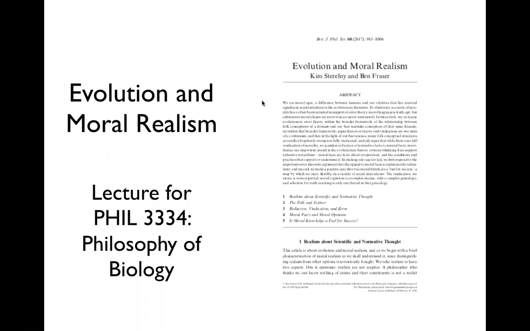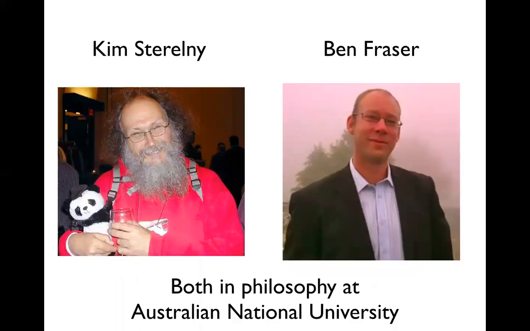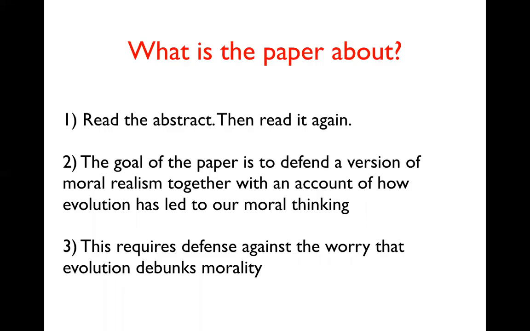You'll notice that it's published in the British Journal for the Philosophy of Science, which means this is a professional philosophy article written for professional philosophers of science like me. It's 2017, so it's fairly new. The authors, Kim Sterelny and Ben Fraser, here I have this fun picture. They're both philosophers at Australian National University. Kim Sterelny has written a bunch of books on the evolution of humans, and Ben Fraser, I think, is a postdoc right now. Okay, so let's try to go through this paper and understand what's going on.